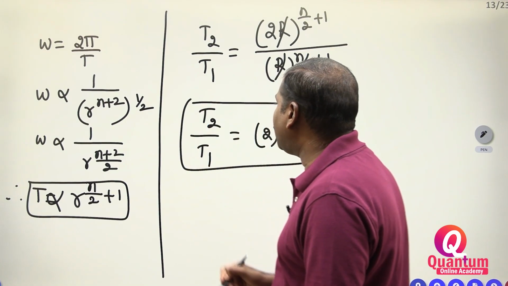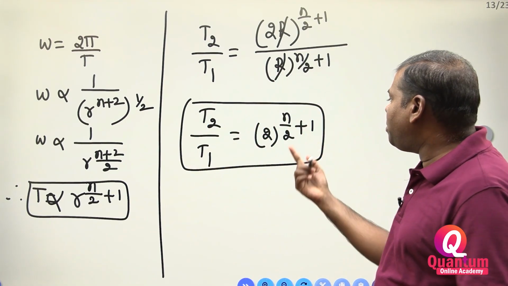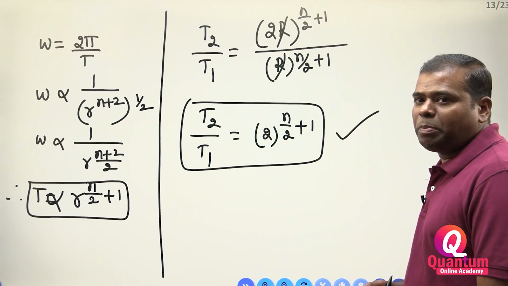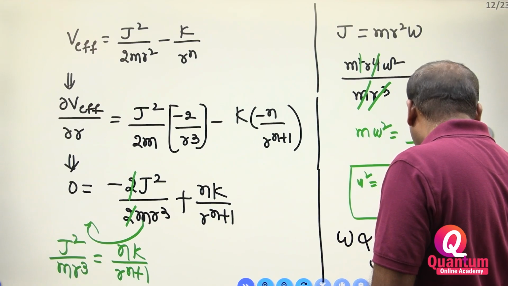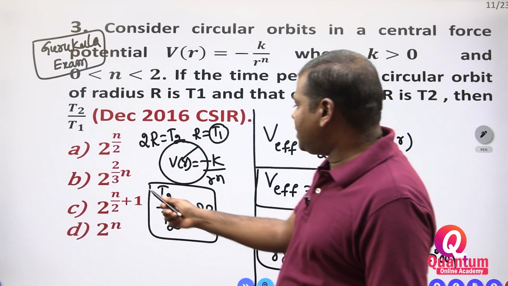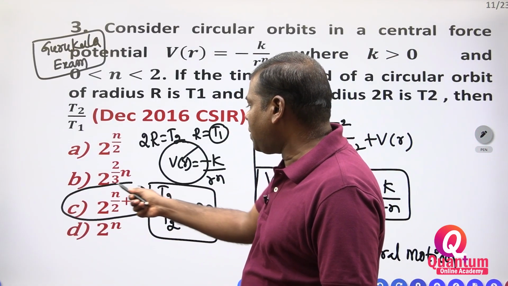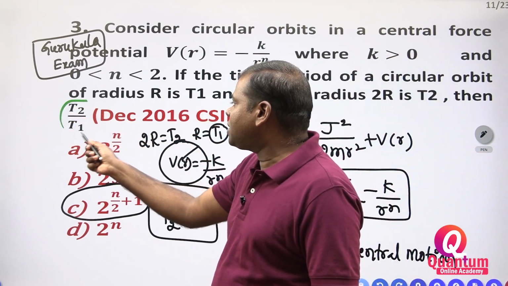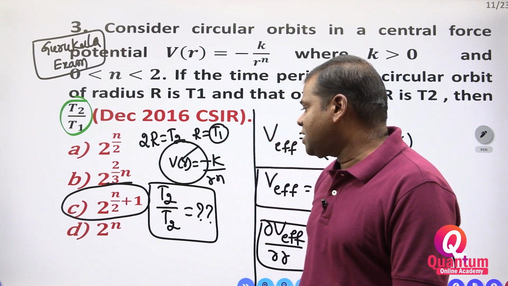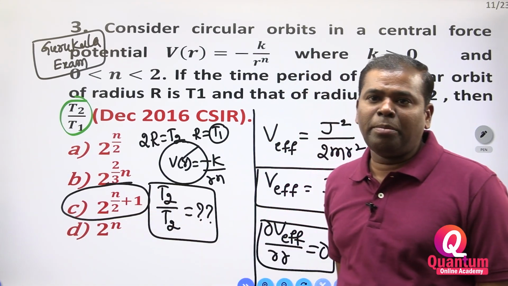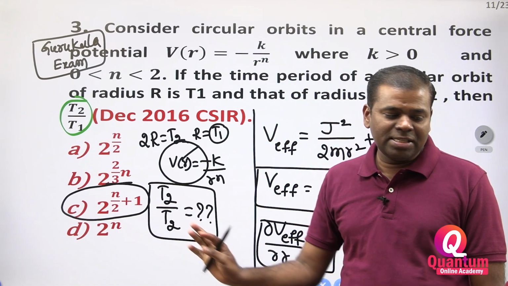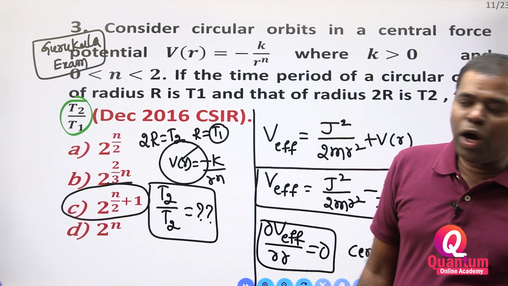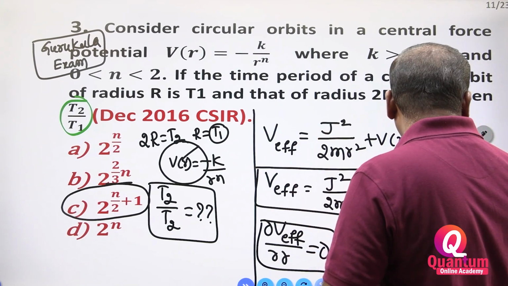What is your option? T2 by T1 is equal to 2 to the power of n by 2 plus 1, right? Once again we will check the option. There, option C is correct: 2 to the power of n by 2 plus 1. T2 by T1 is equal to 2 to the power of n by 2 plus 1. This option is correct. Clear? Right. Now we will see the next question.